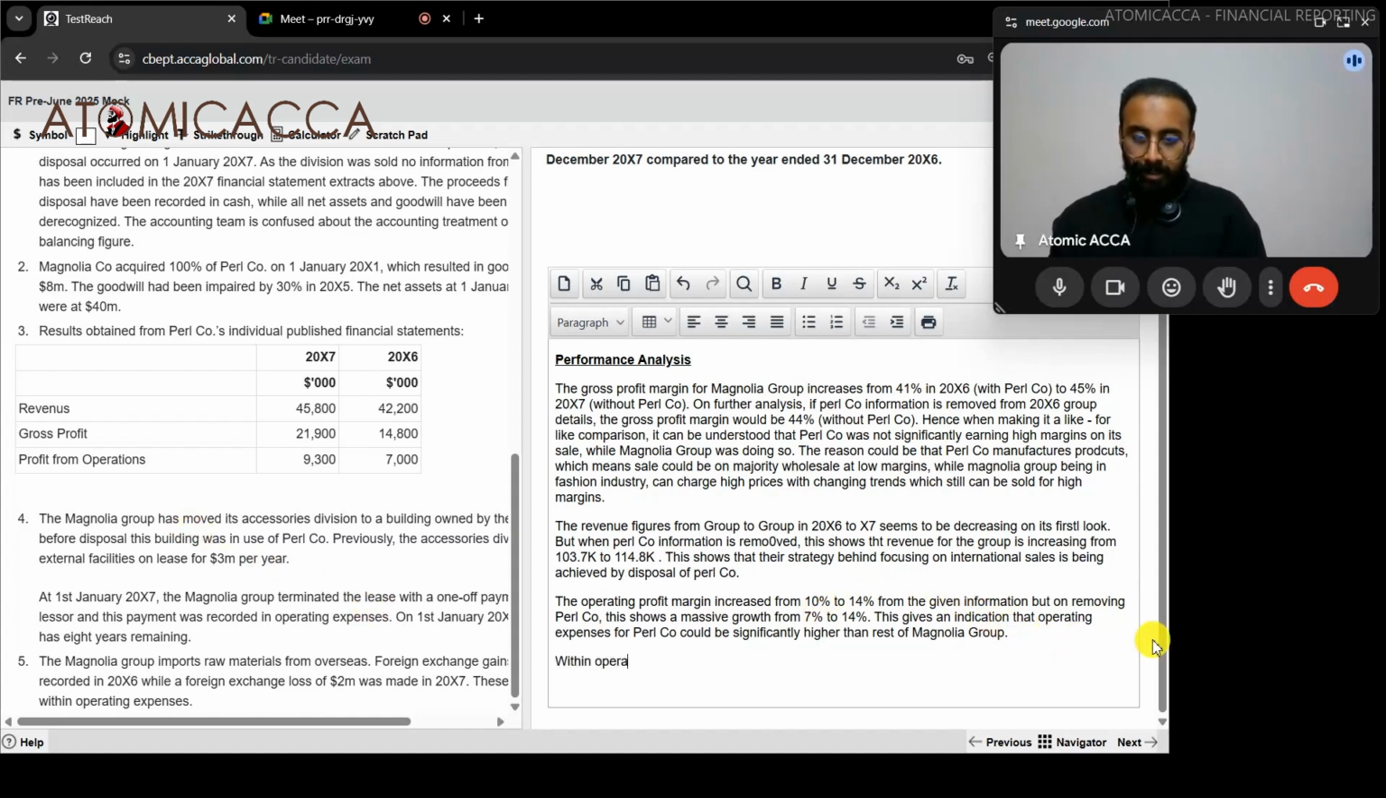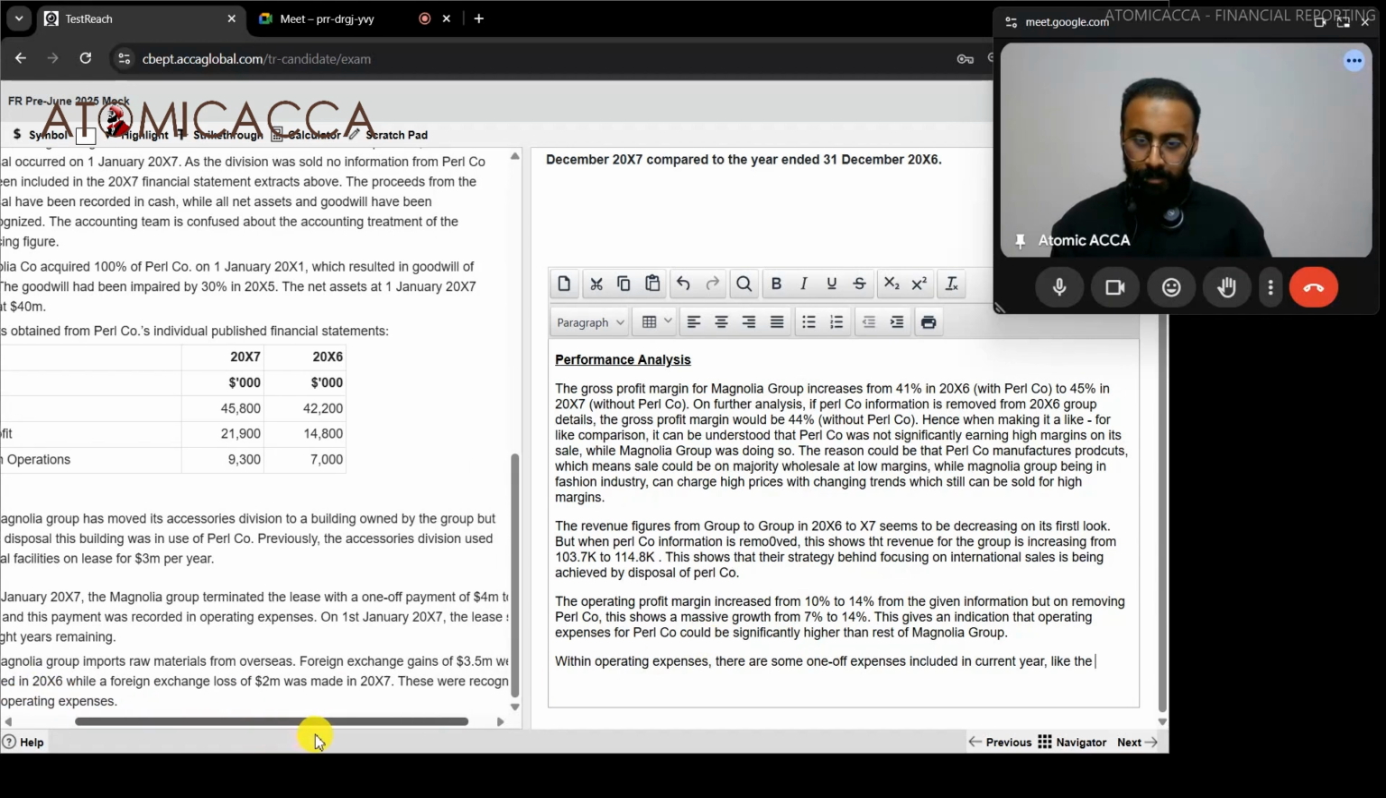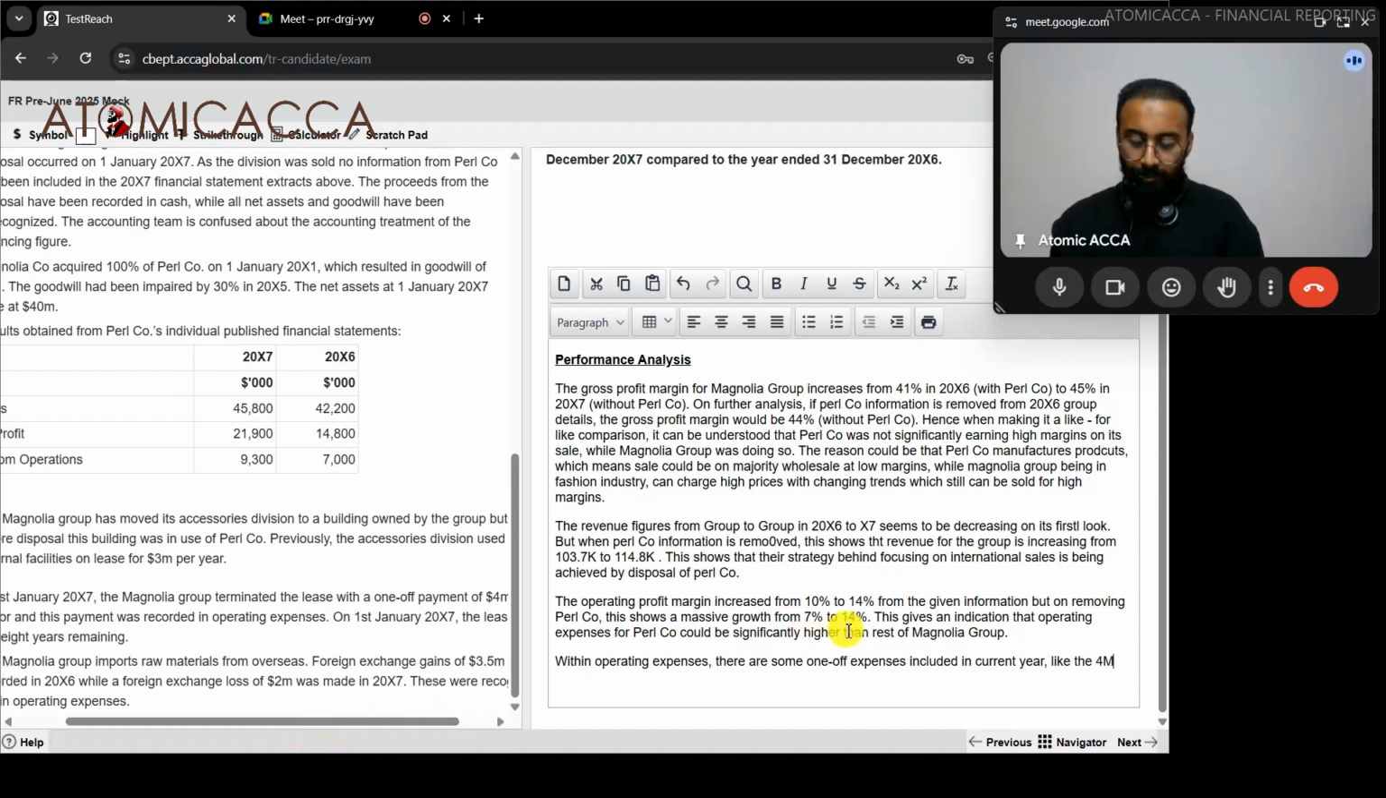Within operating expenses, there are some one-off expenses included in the current year, like the, how much was it? 4 million. Like the 4 million fine paid for early lease termination. But this cost is underweight.